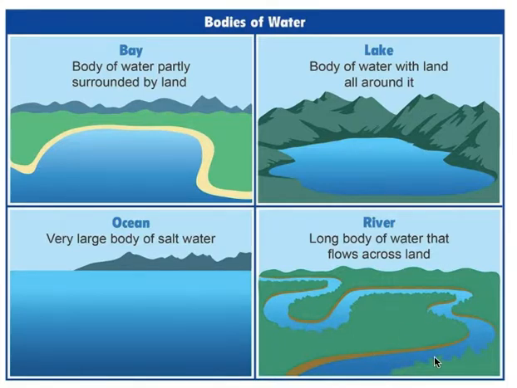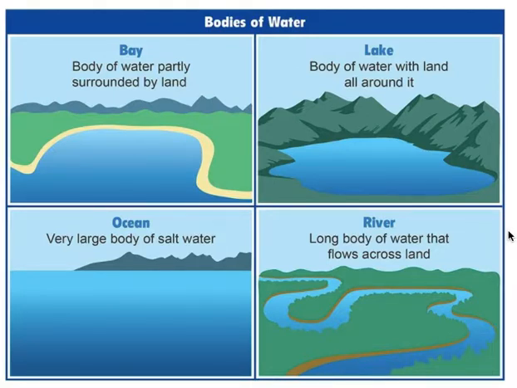If you pointed to the picture of the river, that is correct. So a river is a long body of water that flows across the land. You see how it's flowing through the land, right? Okay.